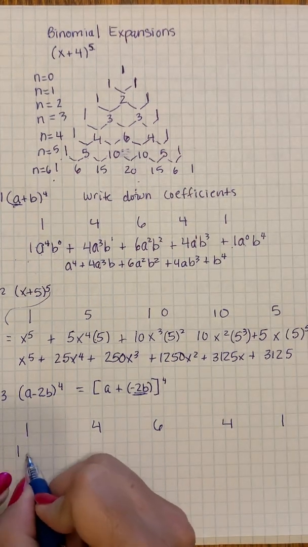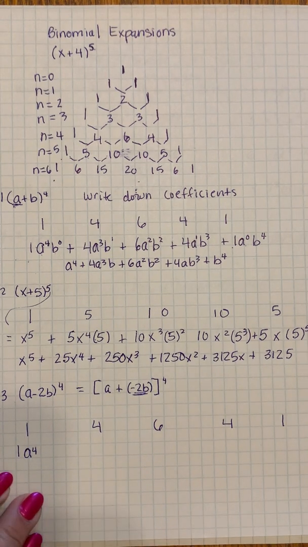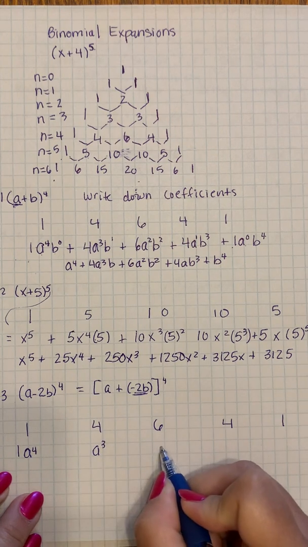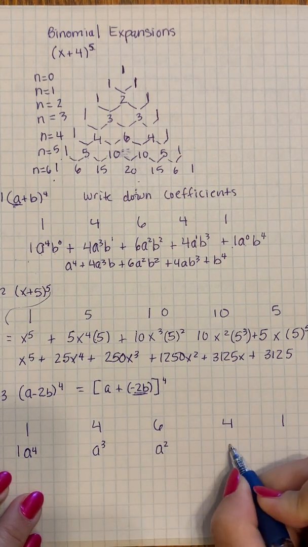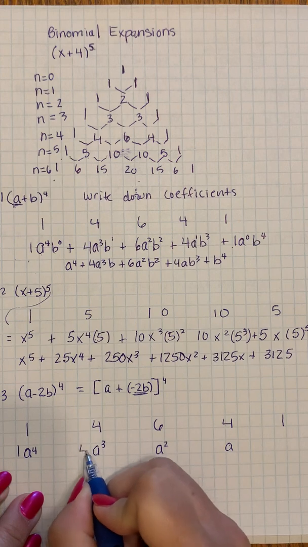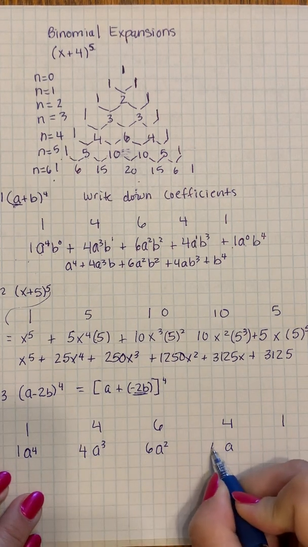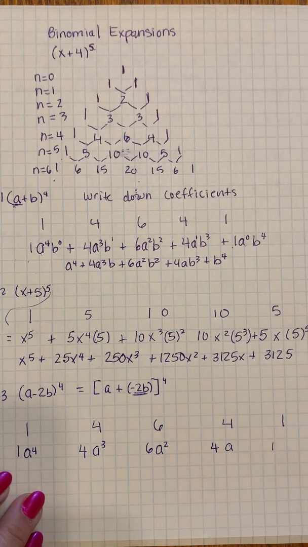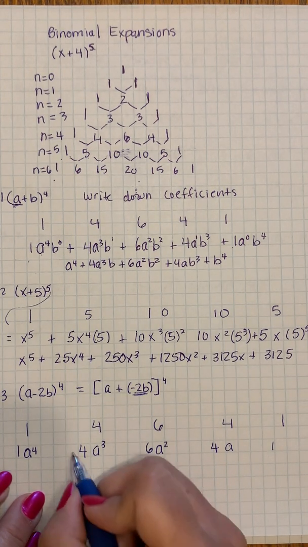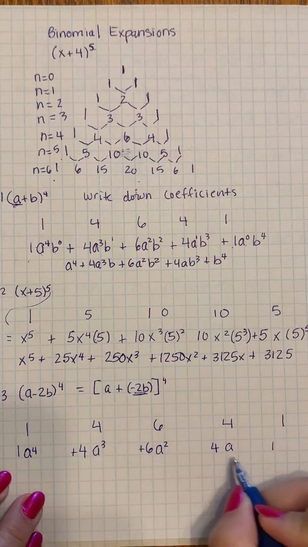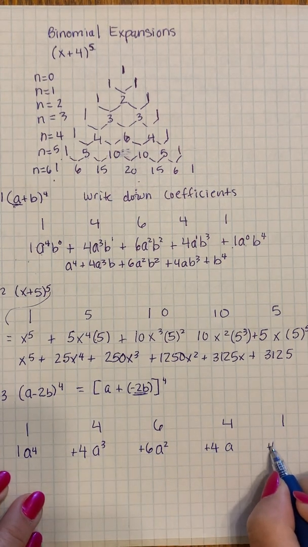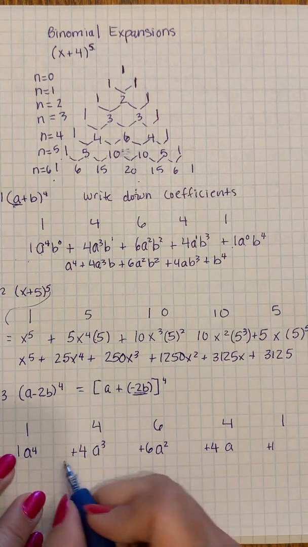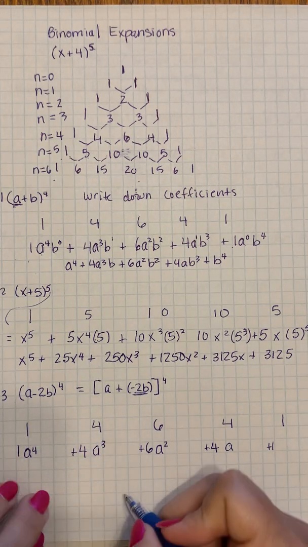Okay, so this is going to be a to the 4th. I'm going to put a cubed here, a squared, a, and no a's. I'm going to put a 4 in front, a 6, a 4, and I'll just put the 1 there. All right, I'm just going to put plus signs. The signs are going to generate themselves when I substitute in what's happening with the negative 2b. So there aren't any negative 2b's here. So I have the plus there.